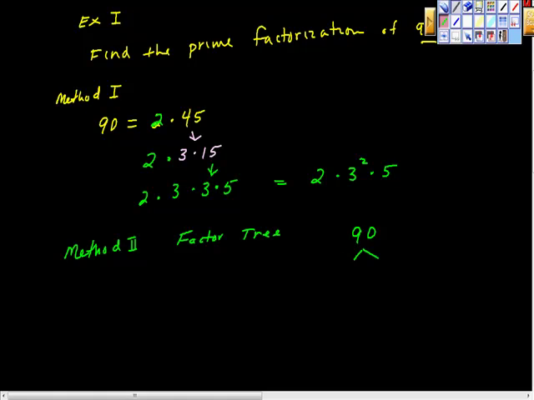It doesn't matter how you do this. People get all freaked out. Well, what do I do first? Find two numbers that multiply to give you 90. So I don't care what those two are.